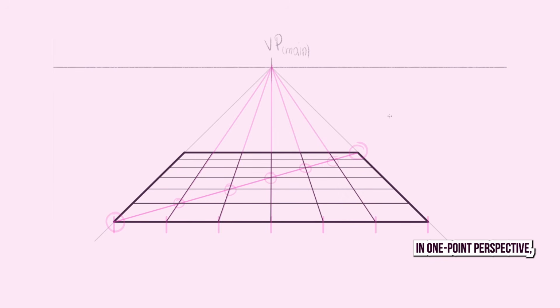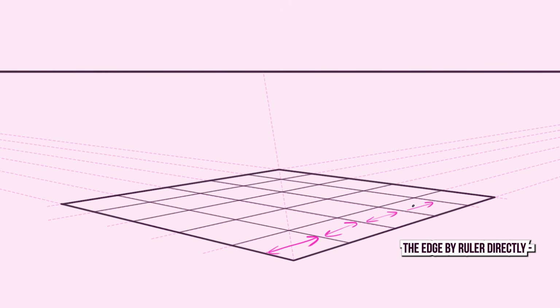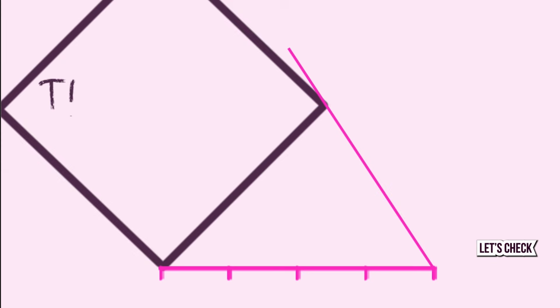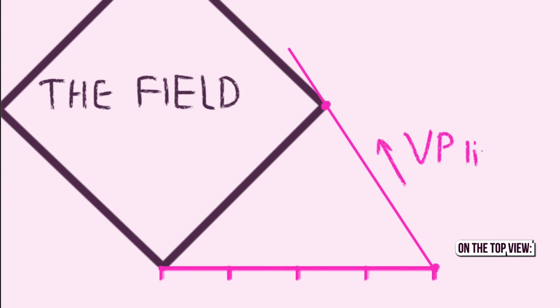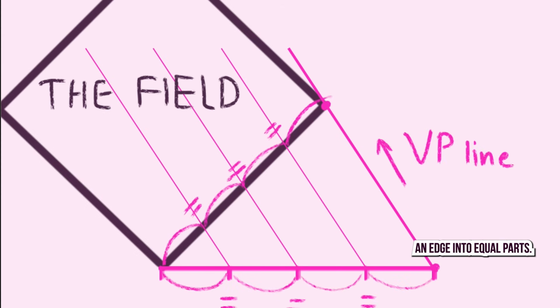It was easy in 1 point perspective, but in 2 point, we cannot just split the edge by ruler directly. It has perspective shortening now, but we can cheat. Draw a horizontal line from one corner, then send a diagonal from the end through another one. You'll get a vanishing point for all diagonals parallel to this one. Let's check why it matters on the top view. If you put them at equal distance, they'll split the edge into equal parts.